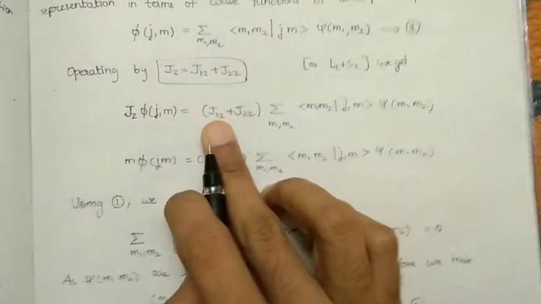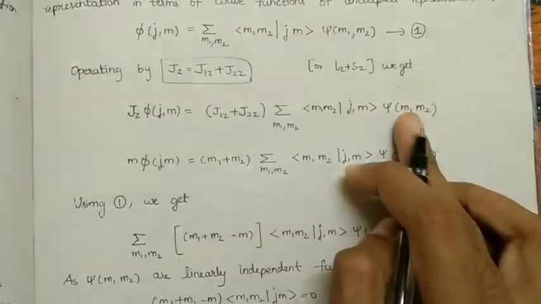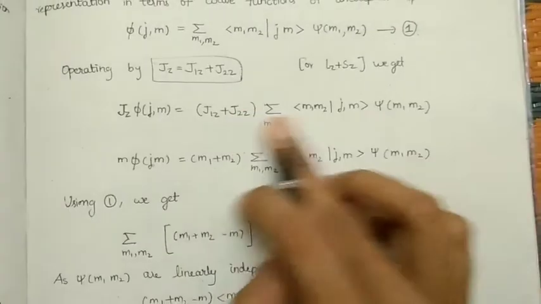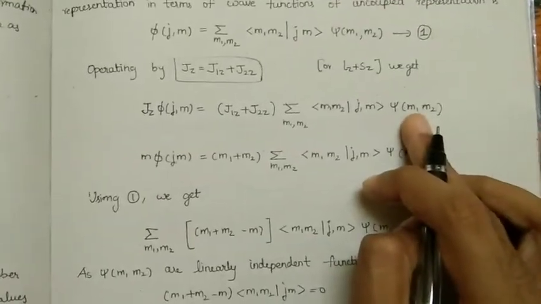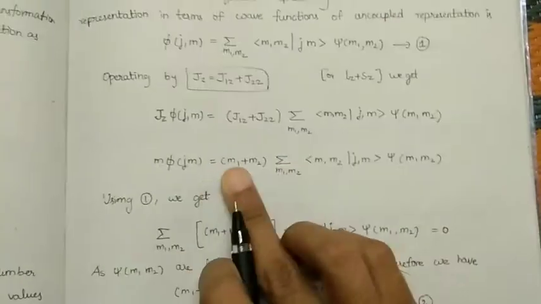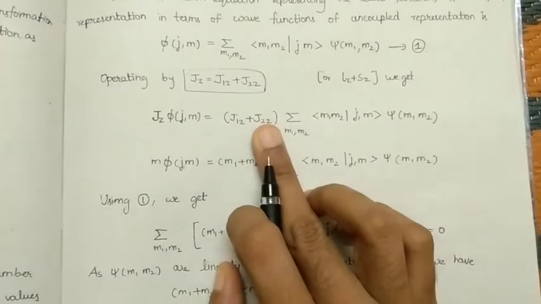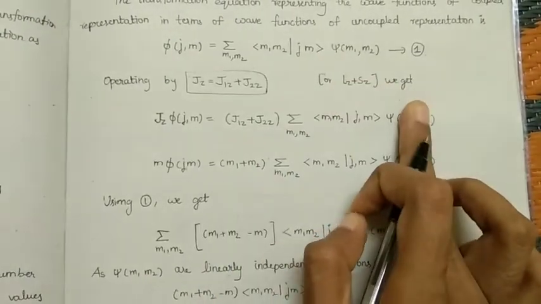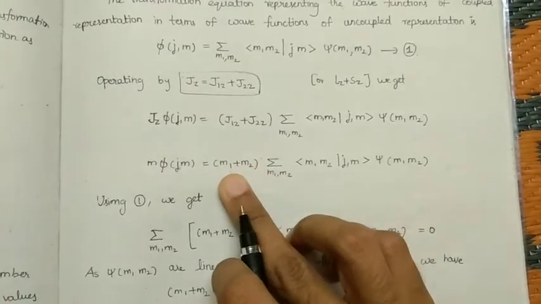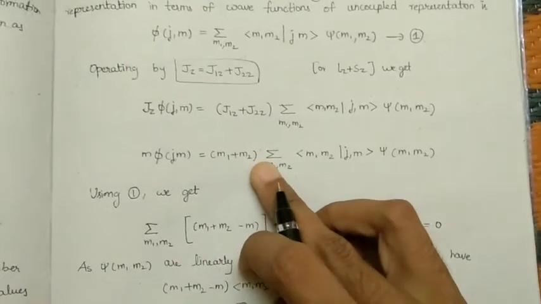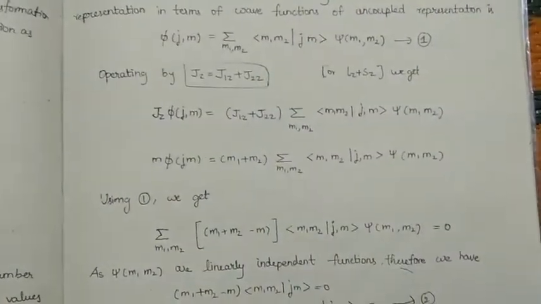So here J1Z would operate only on M1. J1Z would operate and give M1 h-cut, hence M1. And here J2Z would operate on this wave function and give M2 h-cut. So hence we are having M1 plus M2. In the place of h-cut we are having 1.